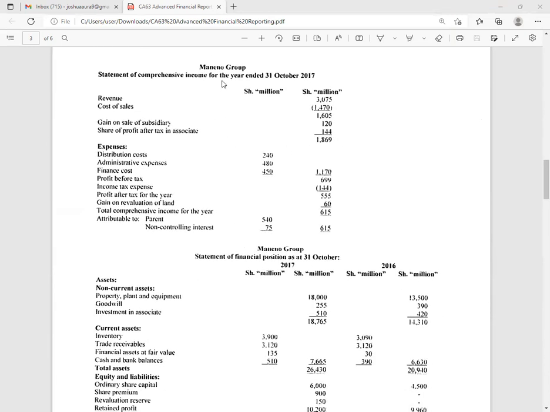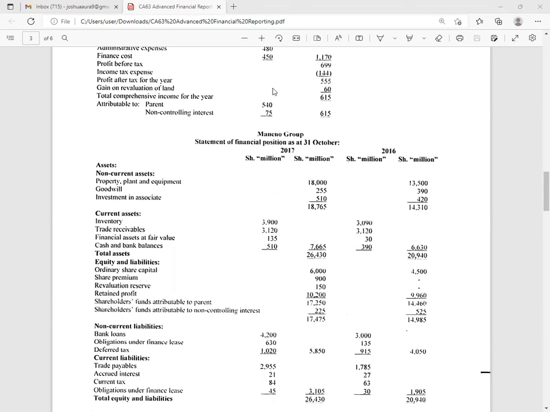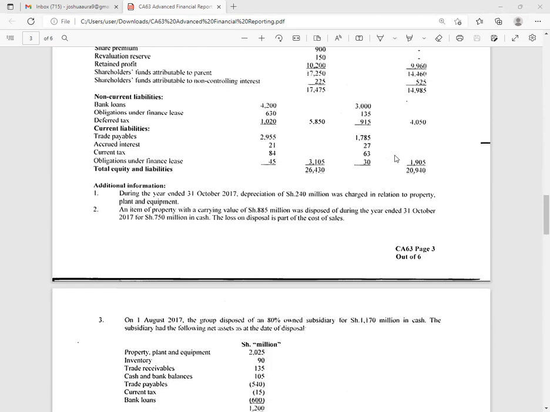For purposes of preparing cash flow statement, I don't need 2 income statements. I only need one, like now this one for the year ending 31st October 2017. But statement of financial positions, we need for 2 consecutive years. We have the current year, and then we have last year's balance sheet.